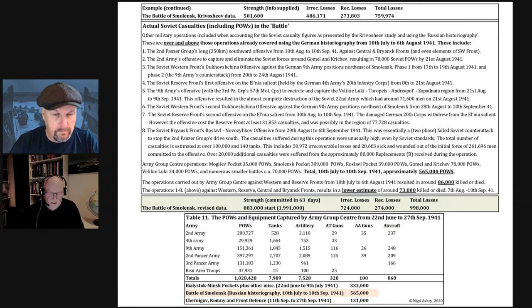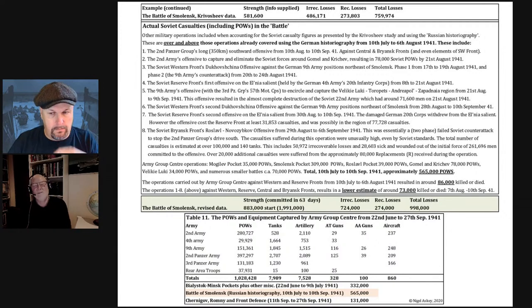I have to say, though, I'm a little bit more cynical in this case, because I think this is deliberate. This is deliberate bundling of it all into the Battle of Smolensk, when really it should have probably been, because the 2nd Panzer Group's progress south was really assisting Army Group South, really part of the Battle of Kiev.